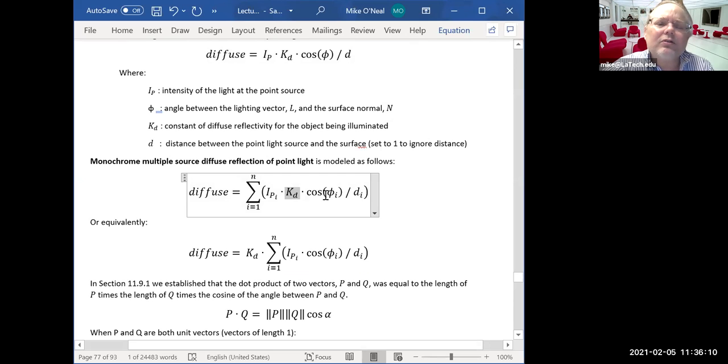Well, what are these other things? Cosine phi sub I is the angle between the lighting vector for light source I and the surface normal, and D is the distance to light source I. So I come back to the question: did I forget to put an I here on K sub D sub I? Somebody's got to answer that. Yes or no? Did I make a mistake there?